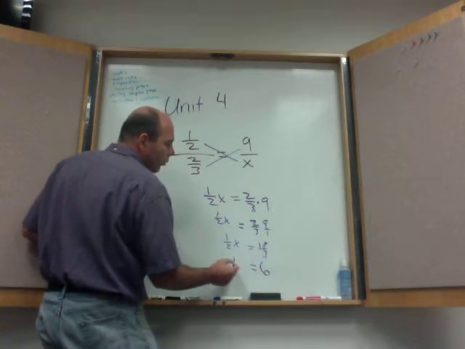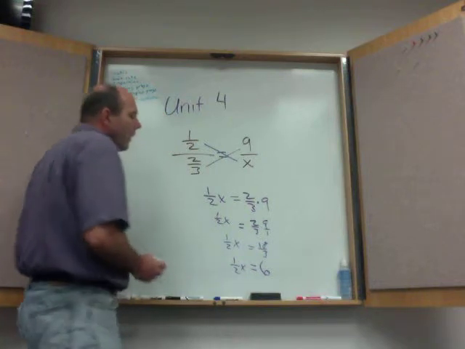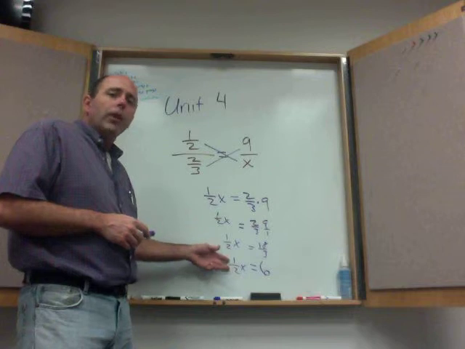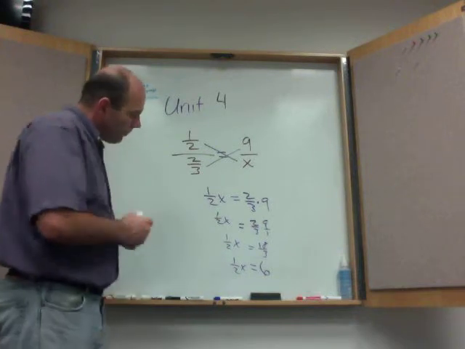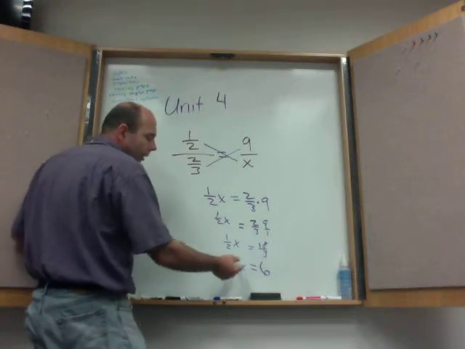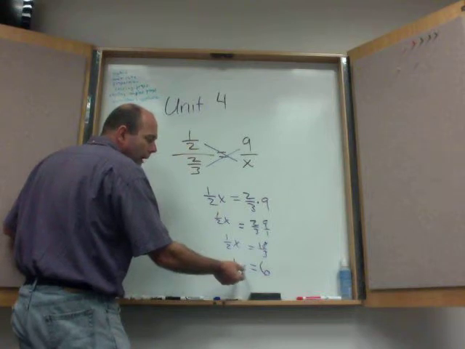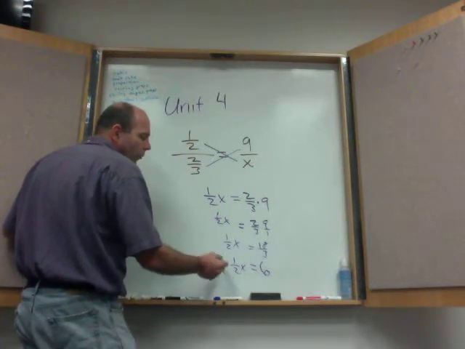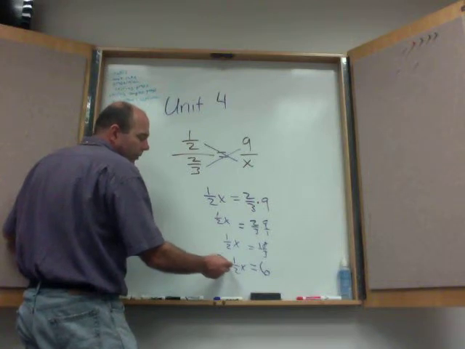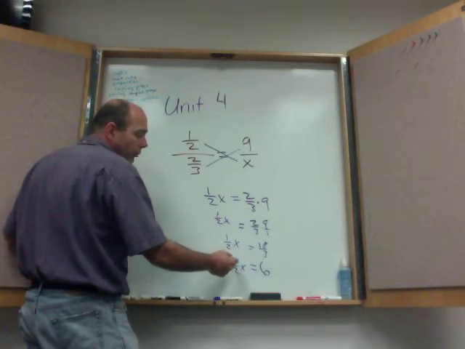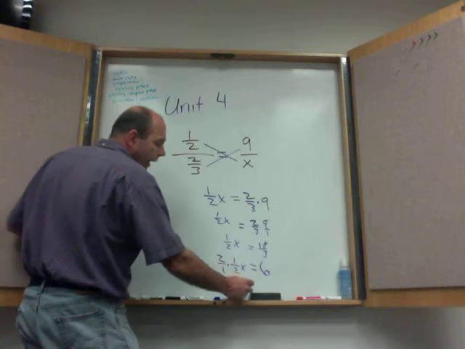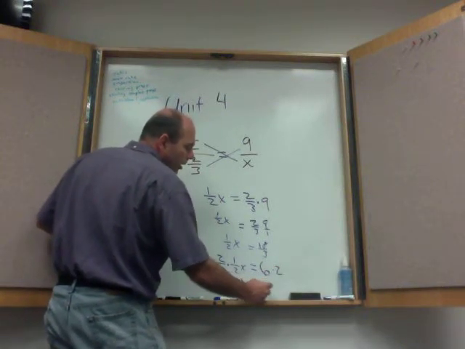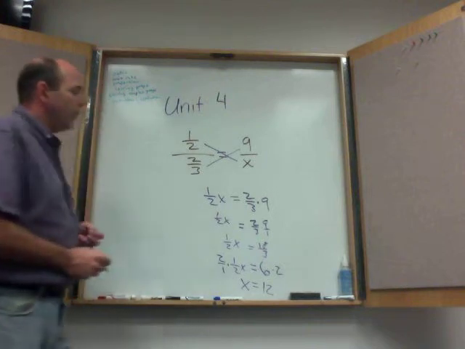6 equals 1/2 x. And now, how do I get rid of a fraction? I multiply by the reciprocal. So the opposite of multiplying by 1/2 is dividing by 1/2, which ends up being multiplying by the reciprocal, right? So I'm going to multiply by 2 over 1. That gives me 2 over 2, or just 1x. But when I multiply this side by 2, I find out that x equals 12.